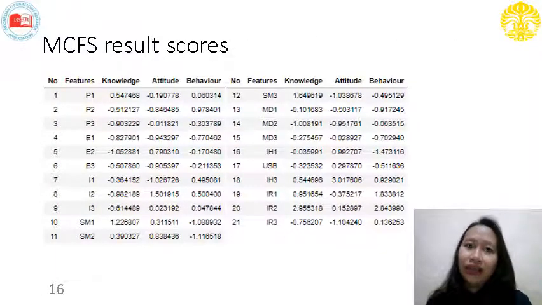We combine the MCFS score calculation results from three datasets, that is, the knowledge dataset, attitude dataset, and behavior dataset. The three datasets go through the standardization process of the values in the dataset. Compare the datasets in each sub-area to get the 21 sub-areas with the highest score.